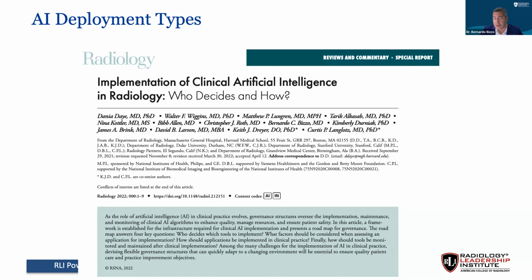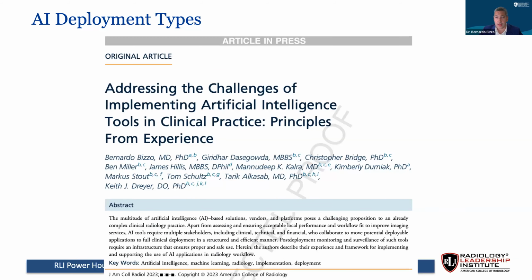And knowing that different types of practices have different ways of operating and tackling these AI governance issues, we participated in a paper including representation of community practice, other academic centers in the US and private practice as well, to create a framework for AI governance that the whole community can use. And more recently, we published another piece at the JACR describing our experience in AI implementation and governance at MGB.